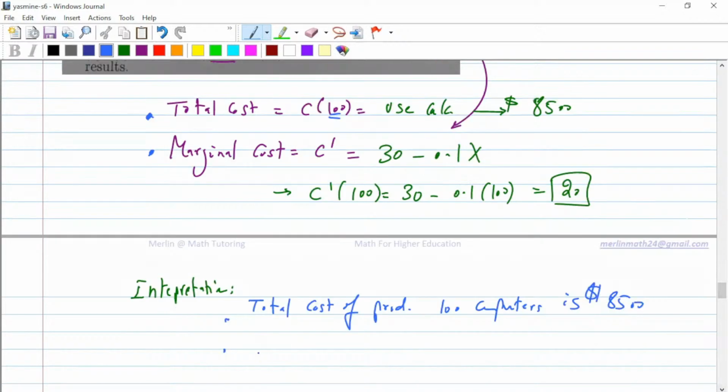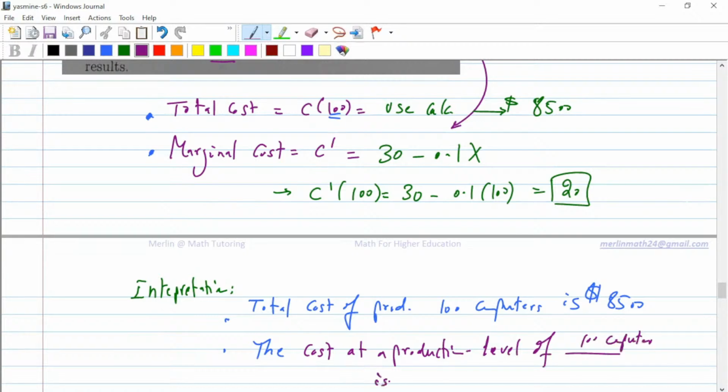You say the cost, because the marginal, we don't write it. The margin indicates increase, decrease only. So you say the cost is the cost at the production level of, yeah, continue. At production level of what? Of 100 computers, the cost at this production is, because the answer is positive, we say increasing. You agree? Yeah.